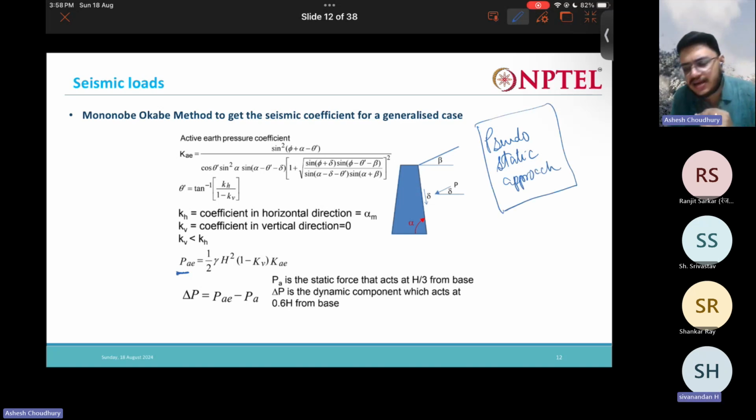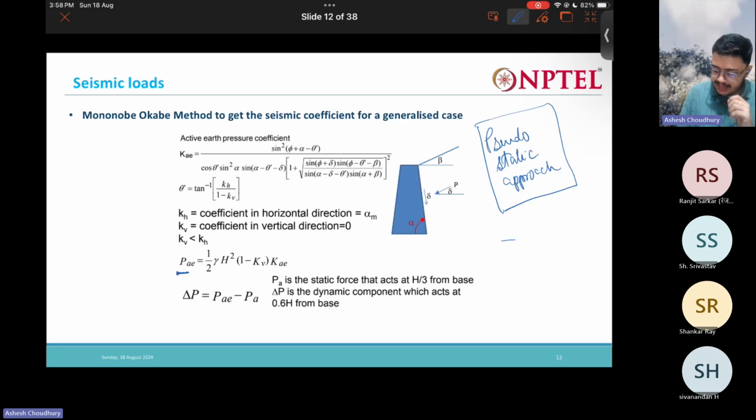Various other things were also developed later, like the pseudodynamic approach, but this is the main primitive approach that is used everywhere till date. So, the pseudostatic approach. I will tell you the basics.